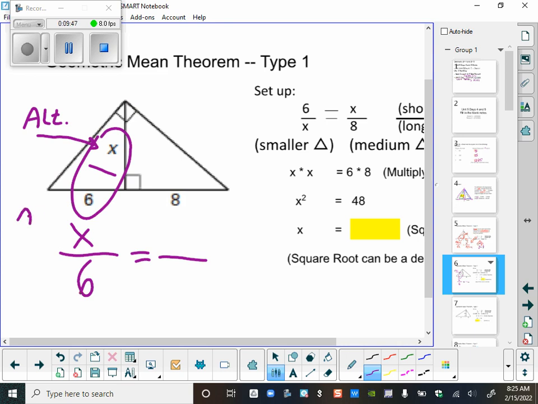Now, since we know what our altitude is, being x, where are we going to put the x in the second ratio? Top or bottom? Got to put it on the bottom. Boom. Copy, paste. And then, what's going to go right above that x, right here? Drop the 8 right there. Boom.